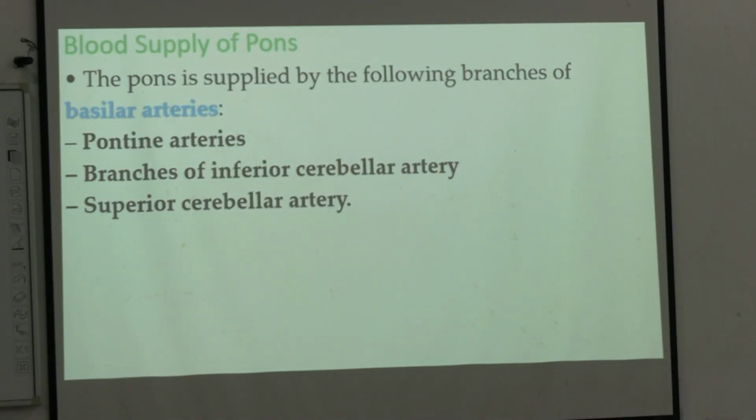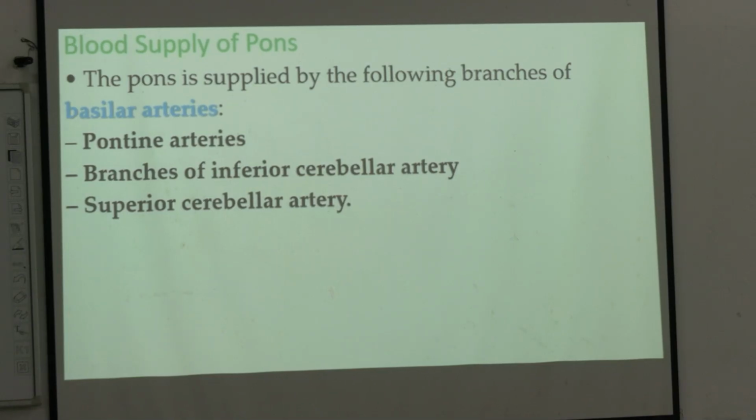Coming to the clinical part, which is important to us. The pons is supplied by the basilar artery, which runs in the basilar groove and gives branches that we call pontine branches of the basilar artery. Along with that, the inferior cerebellar artery also contributes, along with the superior cerebellar artery, giving a brief supply to the pons. But the pontine arteries coming from the basilar artery are the prime source of the blood supply.